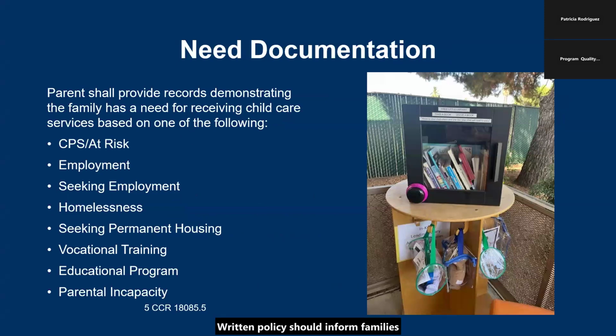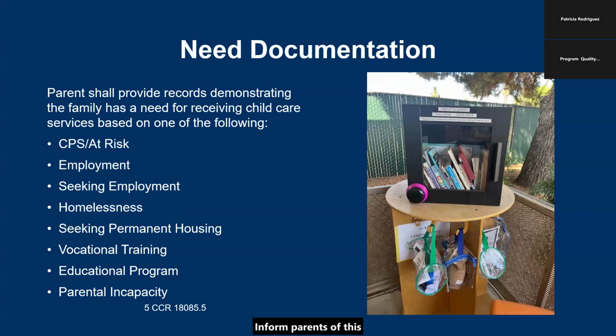Written policies should inform families and the public of the need requirements for services. Parents may have more than one need and should identify all that apply during the enrollment process. To be eligible for services, at least one need status from the listed need categories must be met, in addition to meeting the income eligibility.